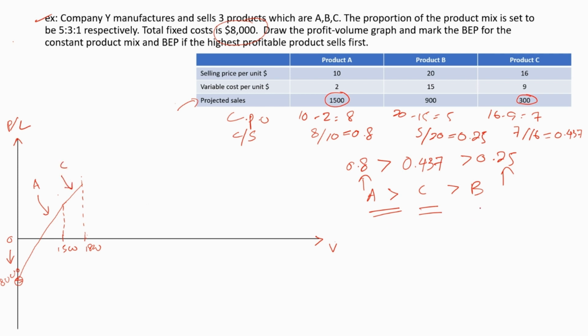And finally we have the product B. They are going to sell 900 units. So 1800 plus 900 is equal to 2700 units. And the slope is little lower than product A and C. So this line represents product B.